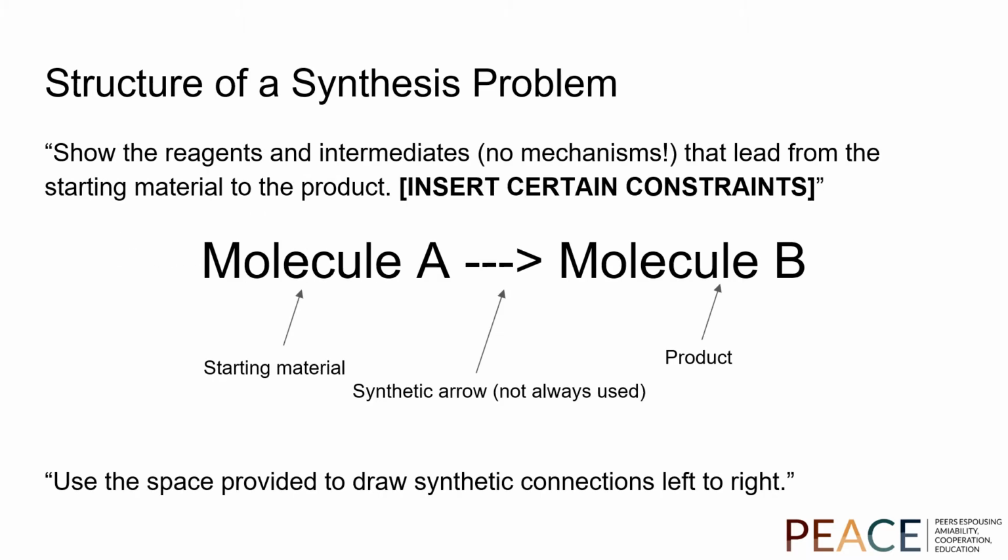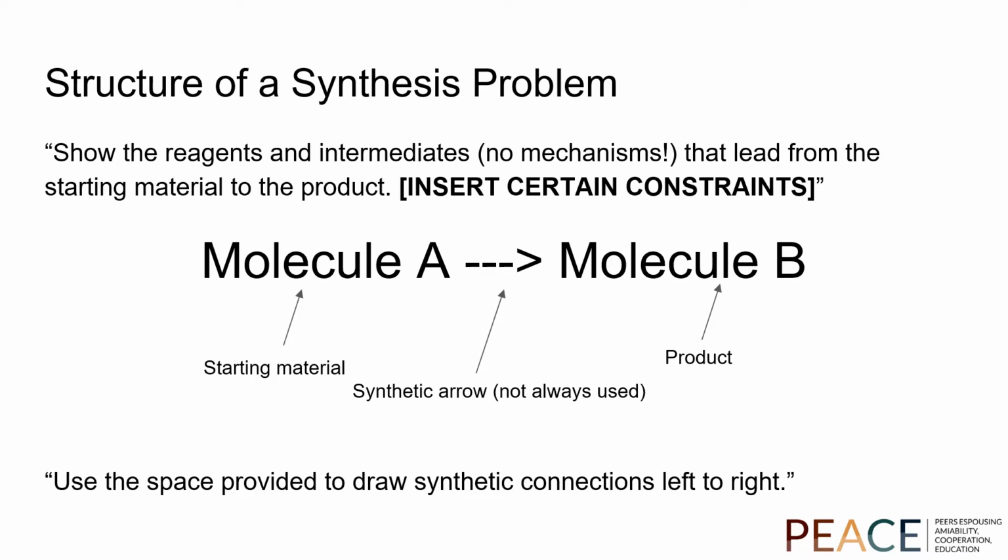So a typical synthesis problem will generally take the form of a statement requesting you to create a synthetic scheme containing reagents and intermediates, but absolutely no mechanisms, that lead from your starting material, which is pictured to the left of your synthetic arrow, to your product, which is to the right of your synthetic arrow. And your synthetic arrow will just look like a regular arrow, but with a dashed line instead of a solid line.